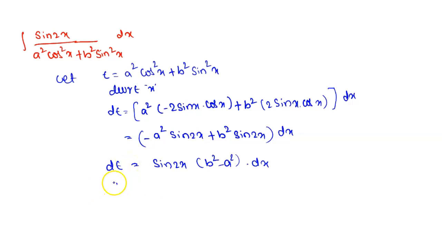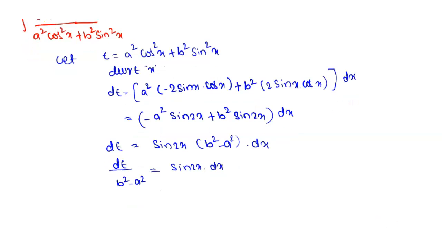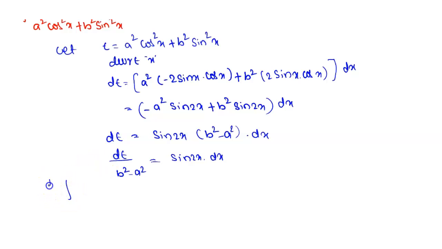So here dt by (b square minus a square) is equal to sin 2x dx. This one we need to replace with dt by (b square minus a square) into 1 by t. So here, integration, before the integral I am writing the constant, 1 by (b square minus a square) into integral dt by t. So here in general we have the formula integration of dx by x is equal to log mod x plus c.